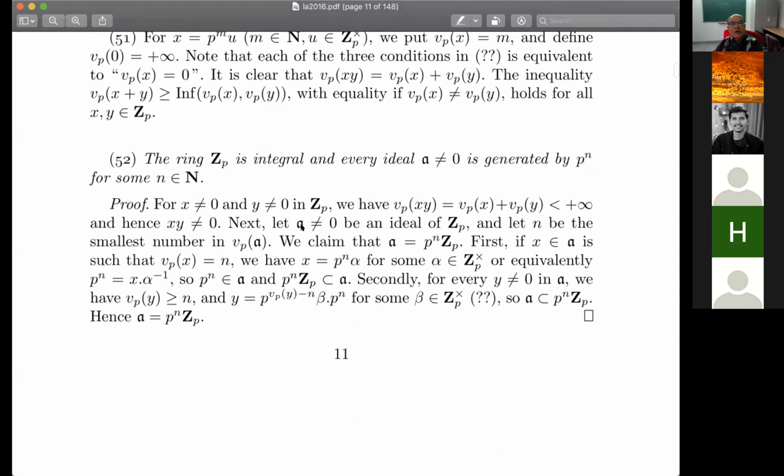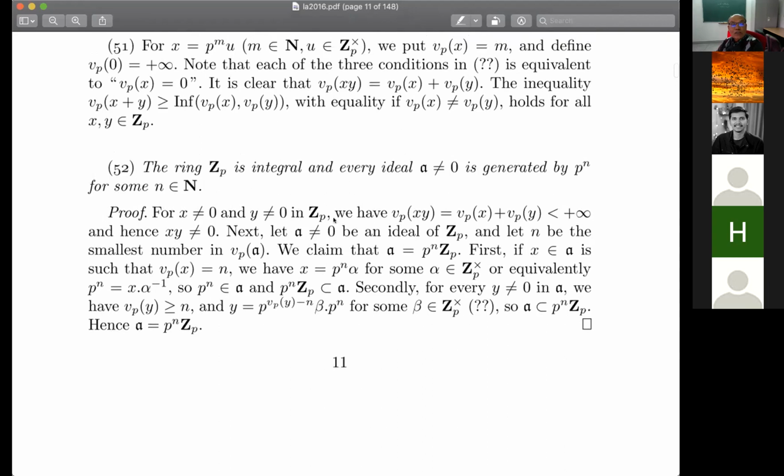It's more interesting to determine the ideals. So let's take a non-zero ideal A. Now, it's non-zero, so it has elements which are non-zero, and non-zero elements have VP which is a number which is not plus infinity. So let's take a non-zero element in the ideal A which has the smallest valuation. Let n be that valuation. And the claim is that this ideal then is the ideal p to the n Zp.